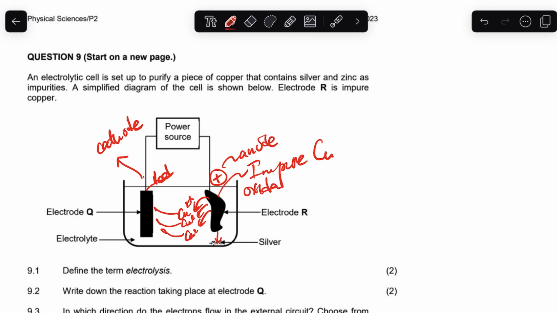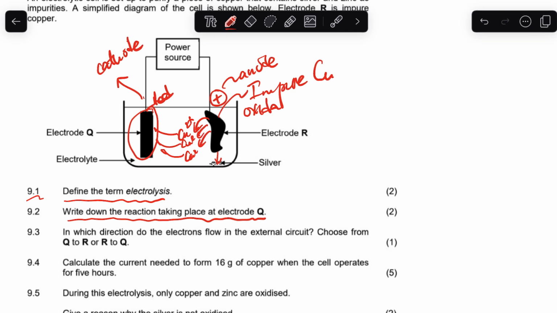So 9.1, it says define the term electrolysis. You define it according to the exam guideline, guys. It's a chemical process in which electrical energy is converted into chemical energy. Very important. 9.2, it says write down the reaction that takes place in electrode Q. Electrode Q is where the reduction occurs. It's Cu2+ is reduced to Cu in a solid state.